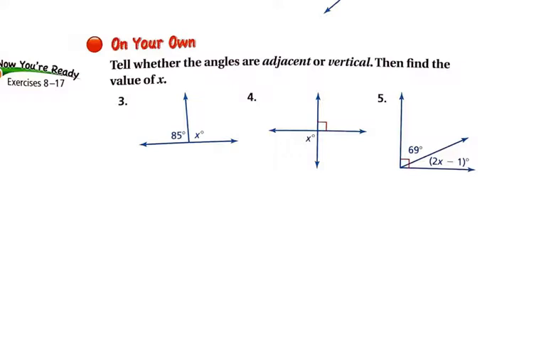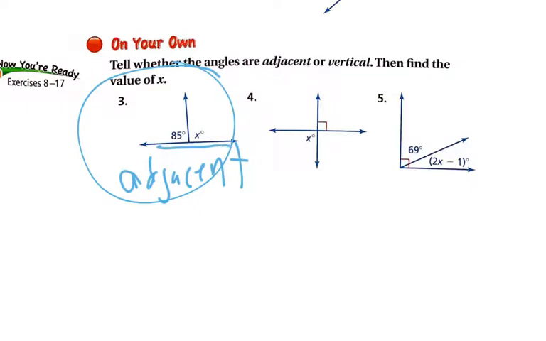Here they want us to tell if the angles are adjacent or vertical and find the value of x. So if we look at number 3 here, you can tell that these angles have the same vertex point and they share this side. So that means this is adjacent. So number 3 is going to be adjacent.